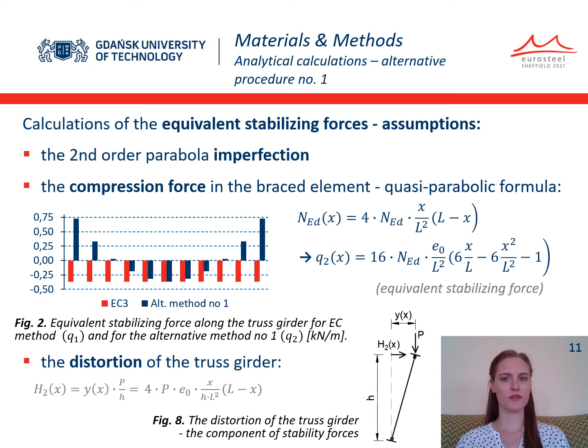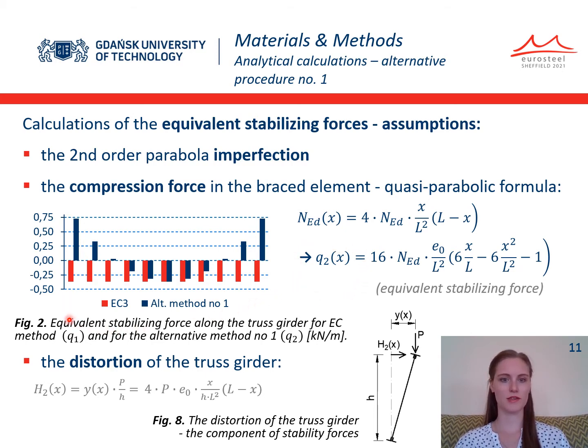In the alternative procedure number 1, the same shape of the geometrical imperfection is considered. However, it's noticed that the value of the compression force in the braced element is not constant but varies within the truss span according to a quasi-parabolic formula. Finally, the equivalent force can be calculated.